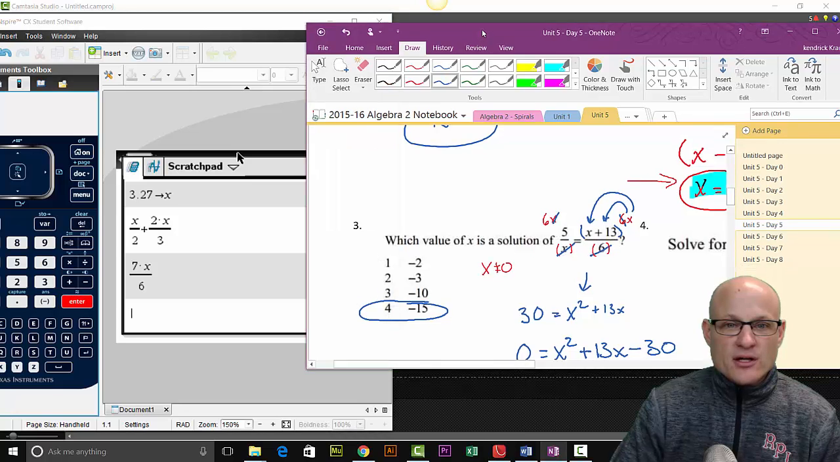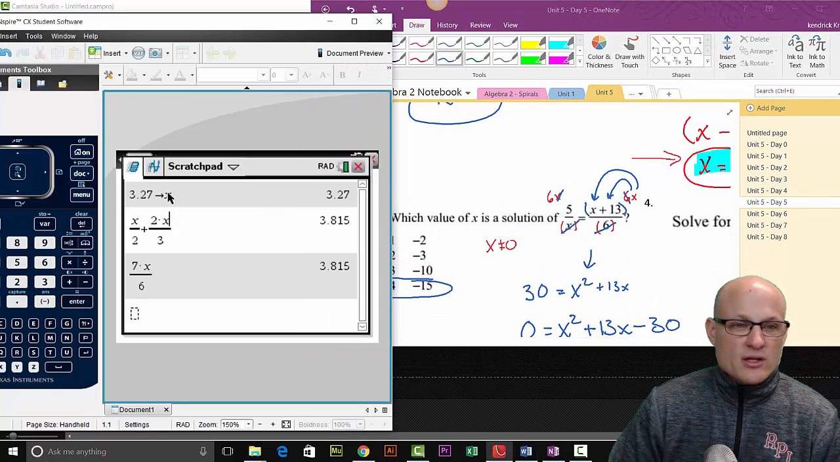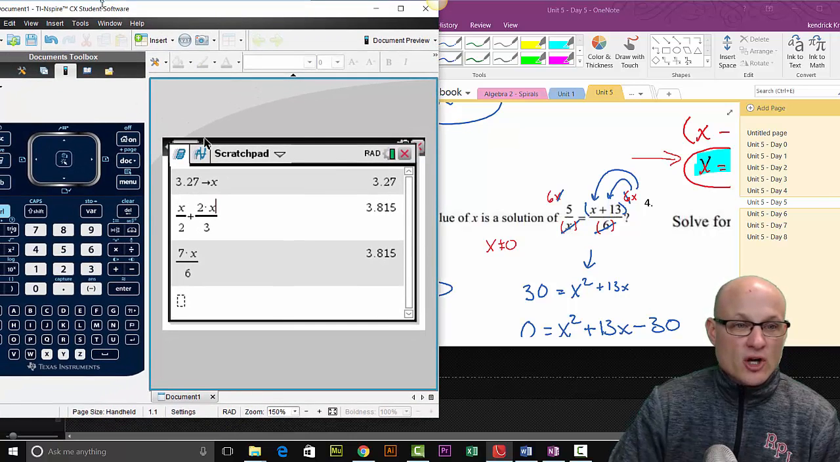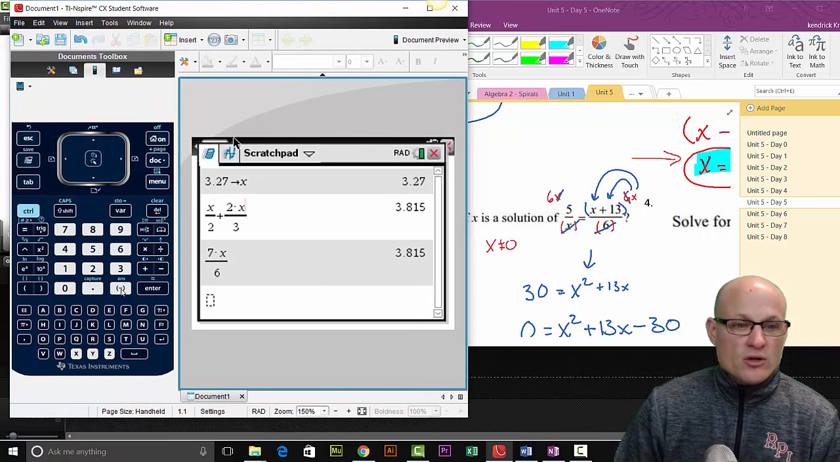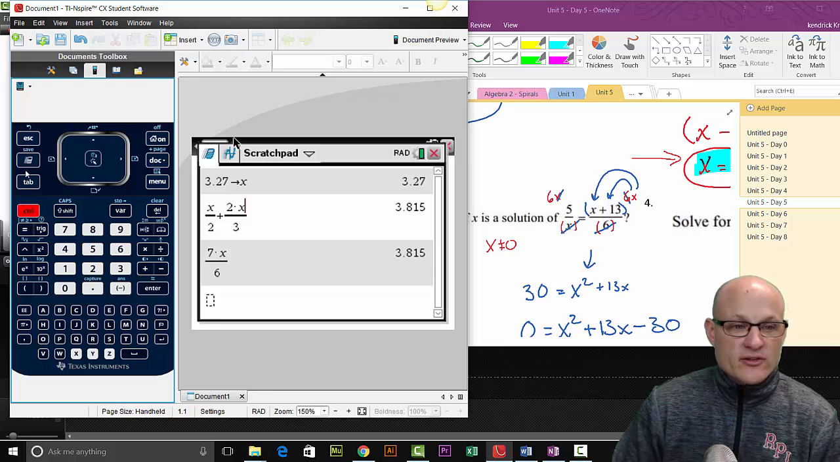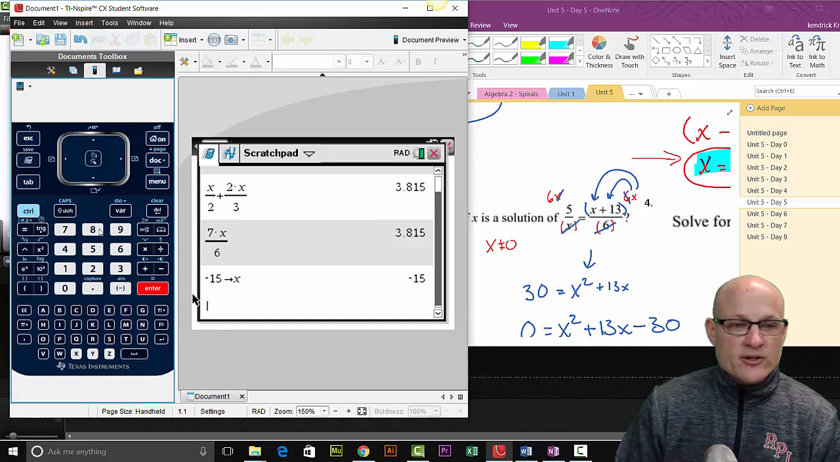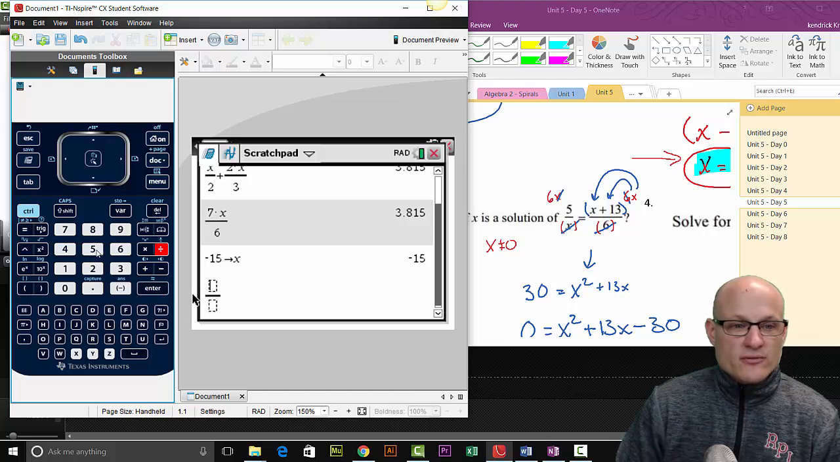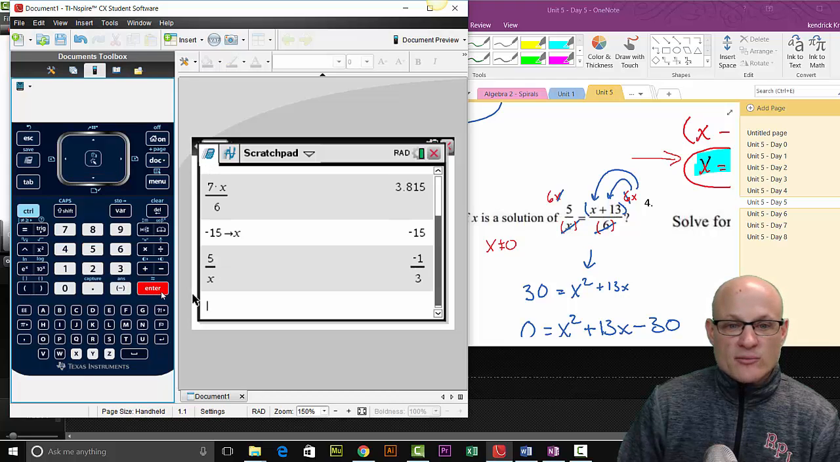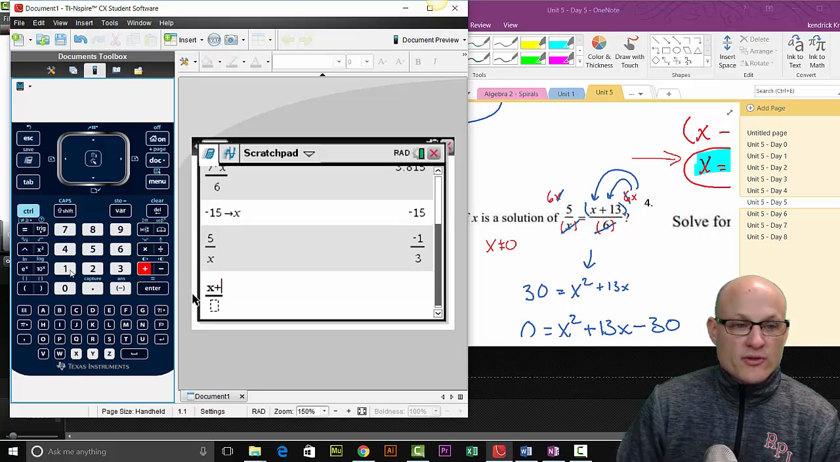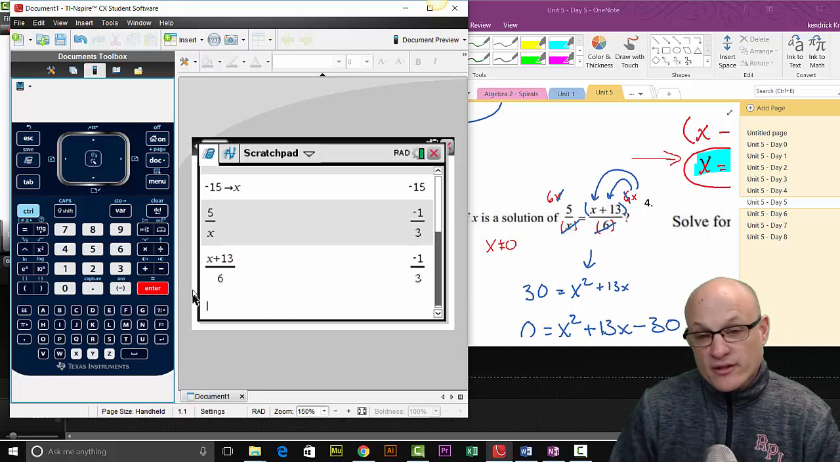Now, having said all this, if this is a multiple choice question, I'm thinking, let me bring this up here. Could I just store negative 15? Now, in this case, you don't want to store in a random variable. Negative 15, store x, enter. And then do control division 5 over x. And it'll give you negative 1/3. And then on the other side, control division x plus 13 over 6. And negative 1/3. Hey, there it is.